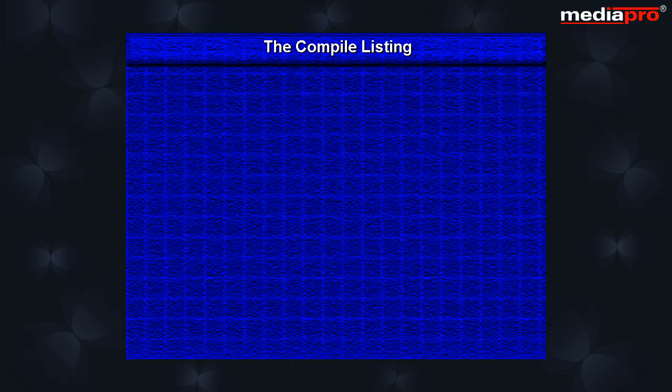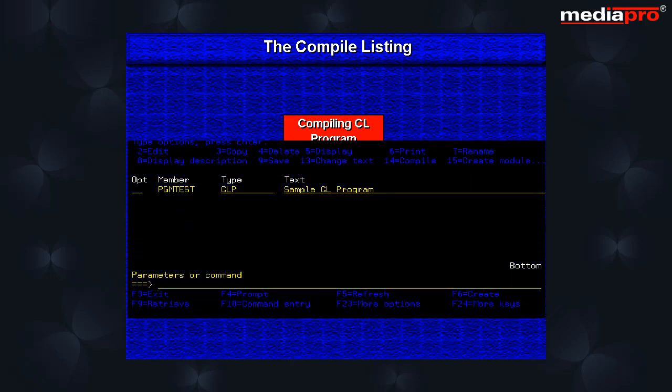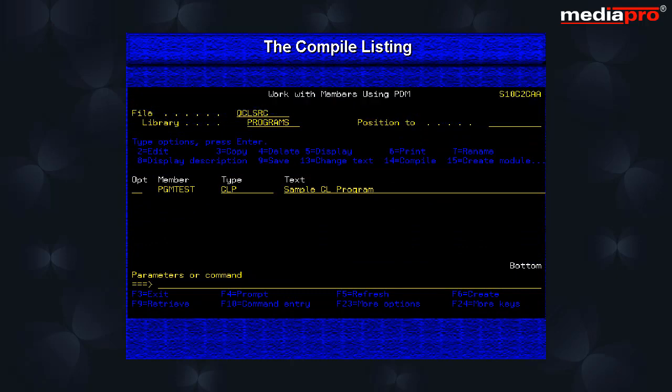Let us see how a CL program is compiled. There are two different ways of doing this. Either we can specify option 14 against the program name or use the create CL program command. To specify any parameters, press the F4 key, otherwise the OS400 will take the default parameters and create an object with the same name as the source member.